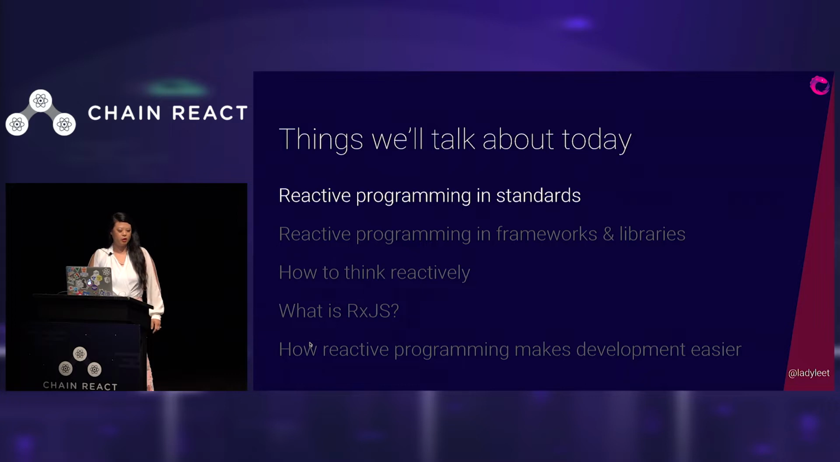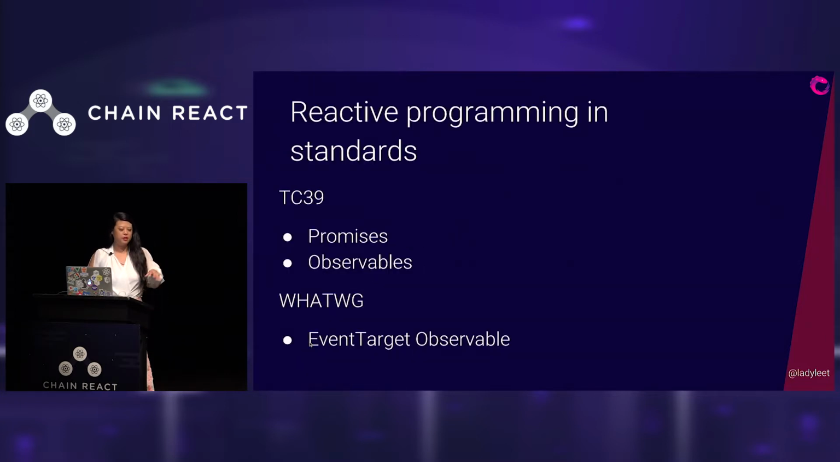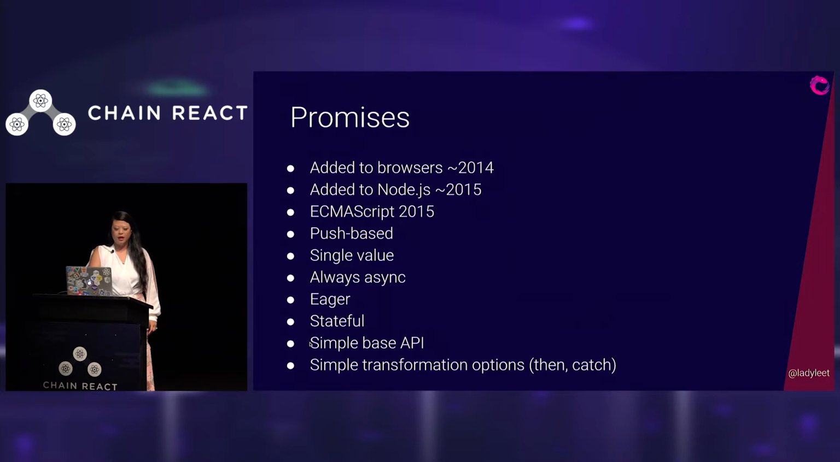So let's talk about reactive programming and standards. In the past few years, we've seen the standards bodies begin to consider and adopt different reactive programming paradigms. In TC39, we have promises and observable, and then in WHATWG, we have the event target observable proposal. So if you look at promises, they were added to browsers around 2014, added to Node around 2015, included in the official ES 2015 spec.